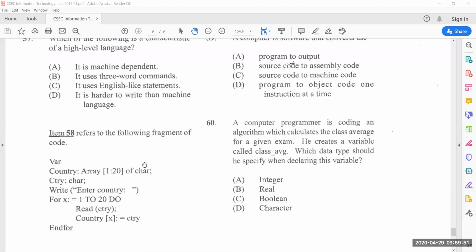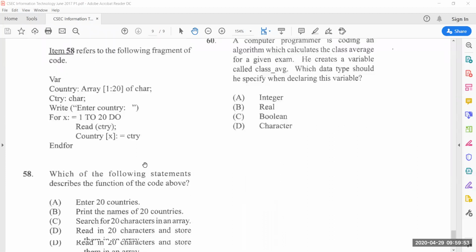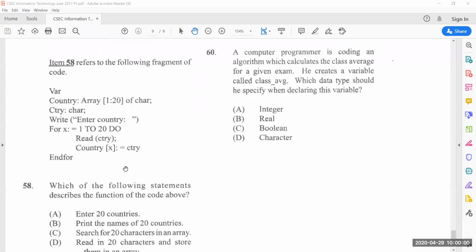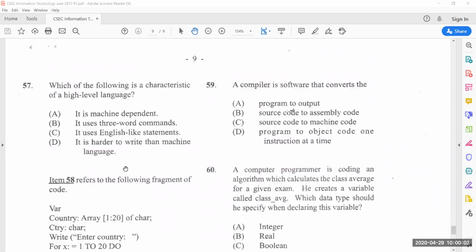All right, now 58 is a question based on arrays, which, well, it has an array in it, which you will not be assessed on. So let's move on to 59.